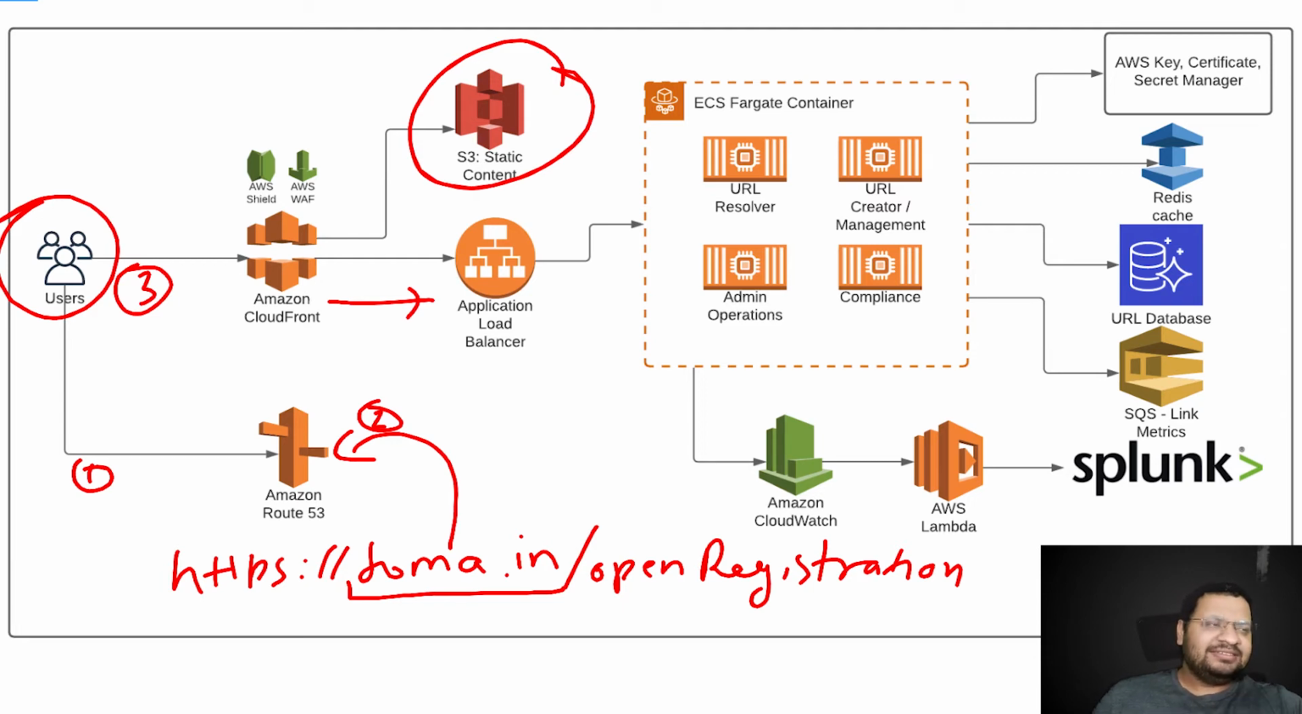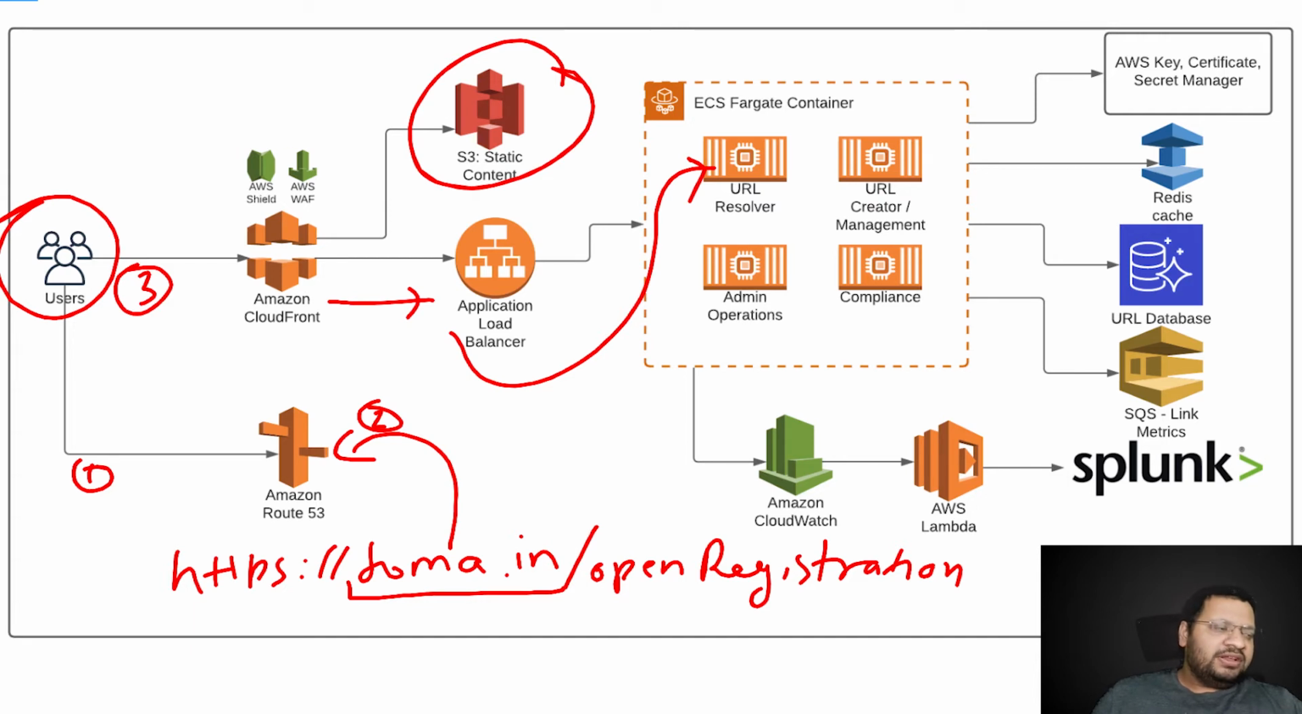Now once that is received, let's say the application is loaded into the client, and the user in this particular case is just opening a redirection link. What will happen is this request will then come through the application load balancer, and this load balancer will then forward the request to my URL resolver.